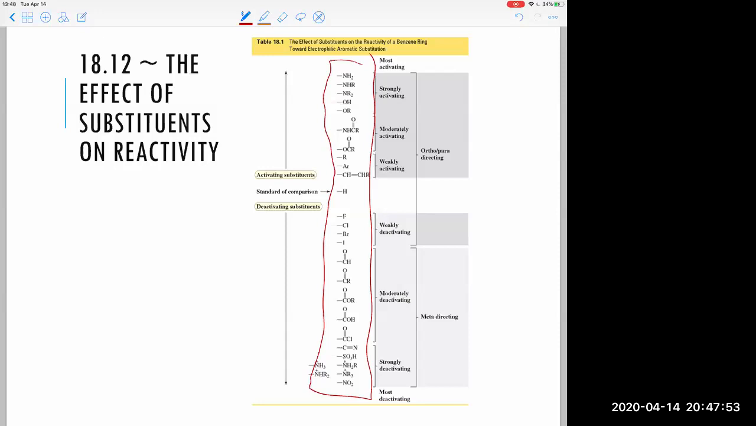Another thing to keep in mind is that our activating groups are ortho-para-directing. If you have an activating substituent, it will direct where the next substituent is going to go on that ring. Likewise, we're going to see that our deactivating groups are meta-directing. We'll see why this all is in a second, but that's the punchline, or where we're going with all this.